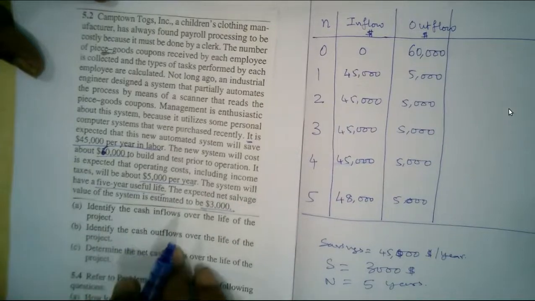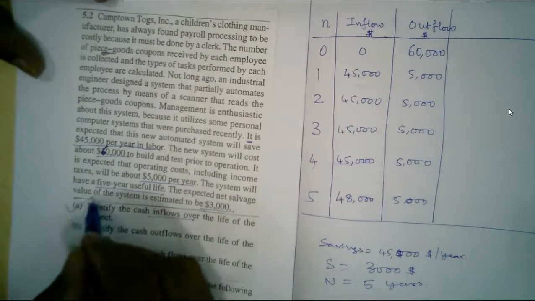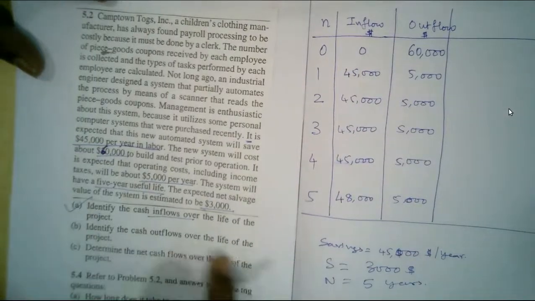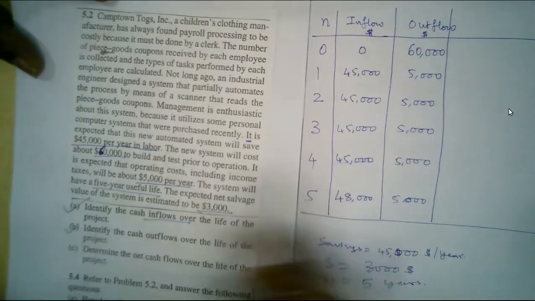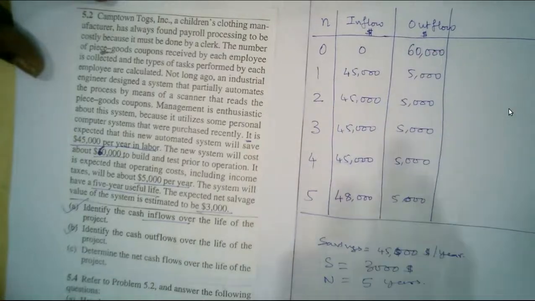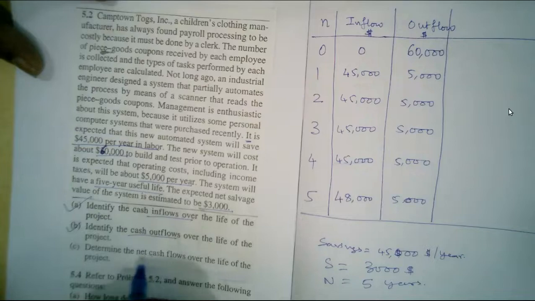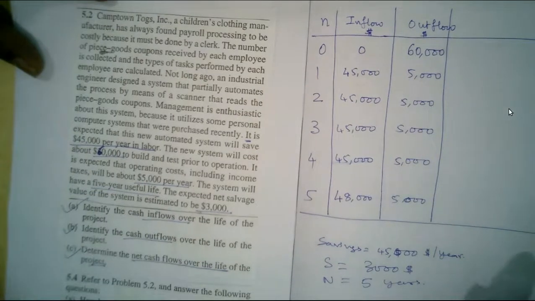Now the cash inflows. Inflows we have done, so part A is completed. Part B is the cash inflows and cash outflows over the life of the project, which is what we have written. We covered everything. Then determine the net cash flows over the life of the project. That is part C. What is the net cash flow?